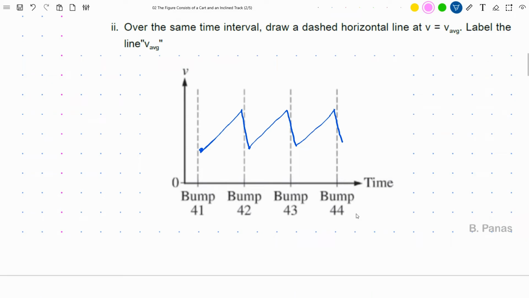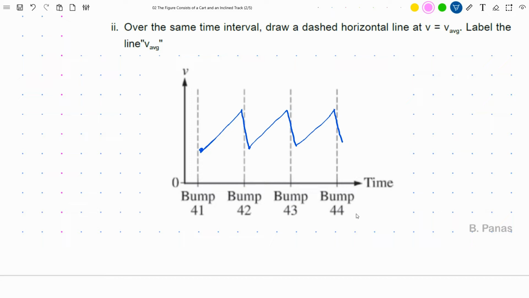So, moving on to part 2, over the same time interval, so we're going from bump 41 to bump 44, draw a dashed horizontal line at the average speed that it has achieved throughout this motion. And they want us to further label it V average.